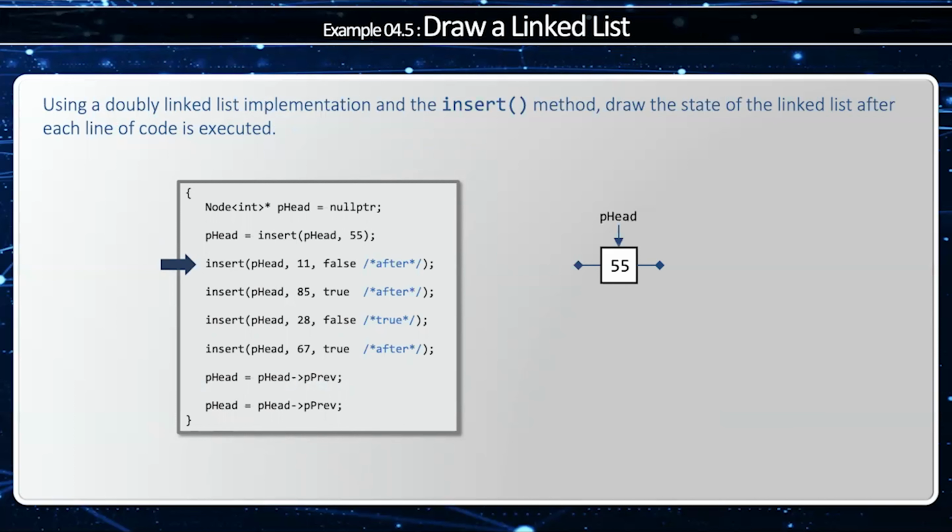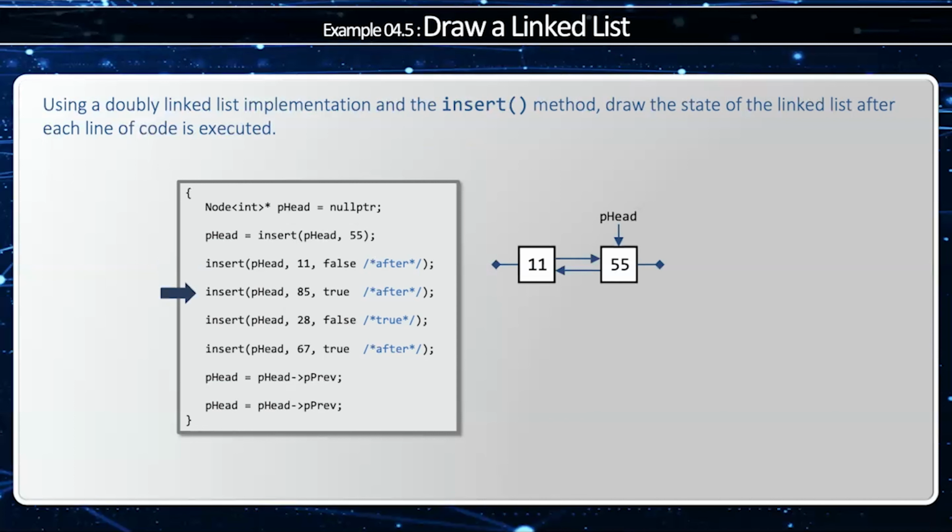So this is going to happen in a 3-step process. First, I'm going to allocate the new node 11. Notice how next and previous for 11 are set to null pointer. Then I'm going to hook up 11's pPrevious, which is going to stay null pointer, but pNext will point to 55. And then finally, I'm going to hook up pHead's pPrevious to 11. And now 11 is fully integrated.